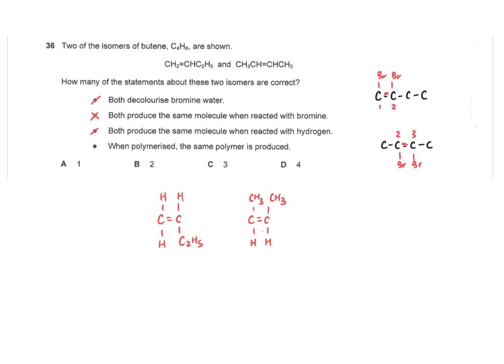Okay, so from the monomers, once you arrange it in the H configuration, you'll be able to tell that the repeat unit would look different. So you end up with a different polymer when the isomers are polymerized. So there are 2 correct statements, statement 1 and statement 3.